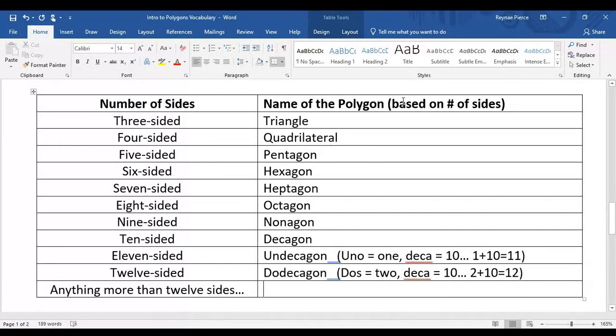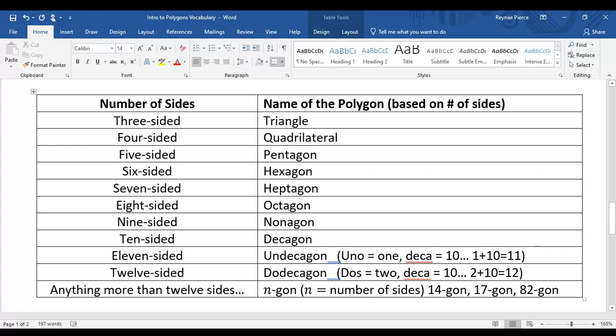Okay. Now, anything that has more than 12 sides, so maybe it has 14 or 17 or 26, okay, we just say however many sides, we call that an n-gon, okay, and n representing that number of sides. Okay, so like I said, a 14-gon would have 14 sides. A 17-gon would have 17 sides. An 82-gon would have 82 sides, okay?